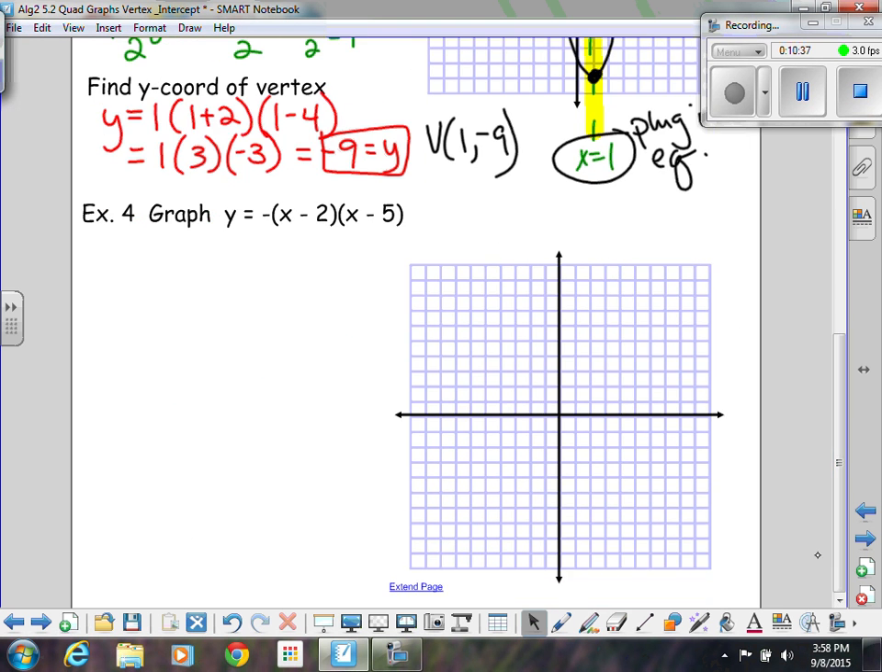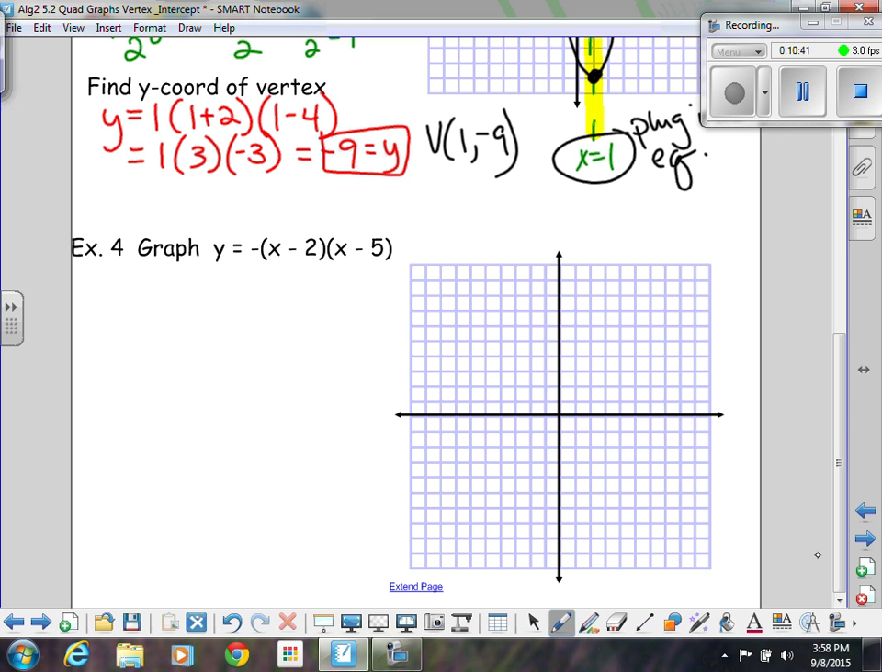All right, so let's do that one more time. Get used to that. Here's our new equation. Notice that I have an a value that's negative 1. It's not written, but since it's negative, that means our parabola is going to open down. We need to identify our p and our q. So p is positive 2, q is positive 5. So I'm going to put those on my graph. There's 2, there's 5.